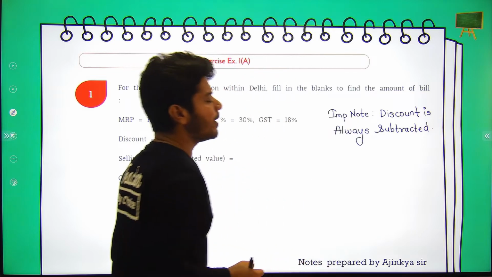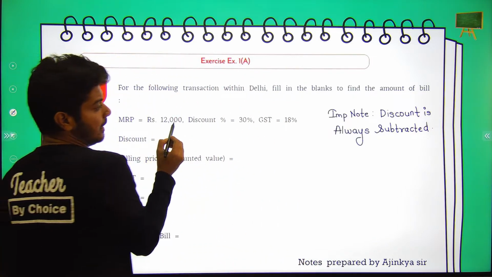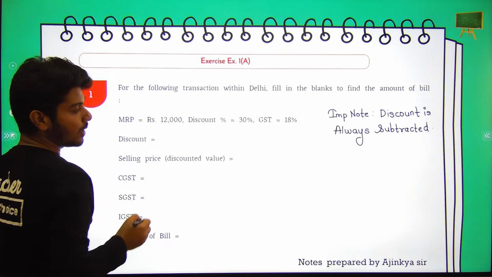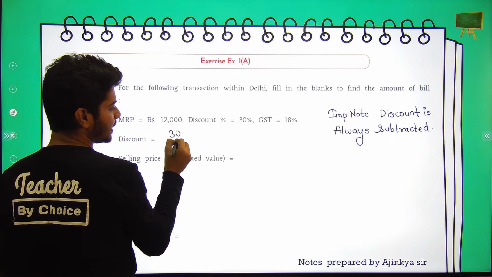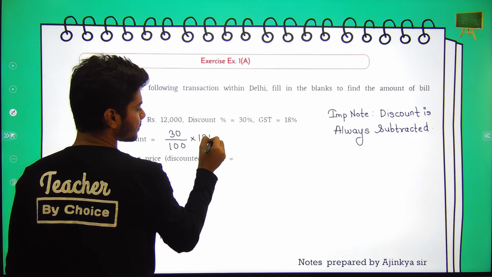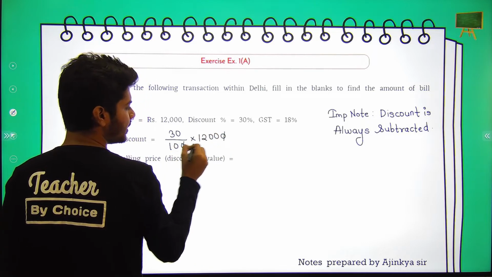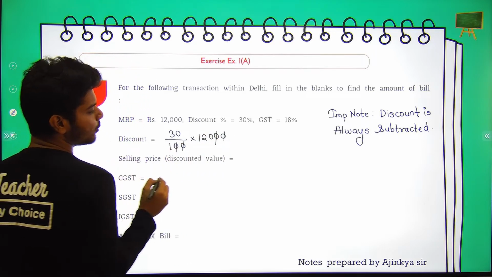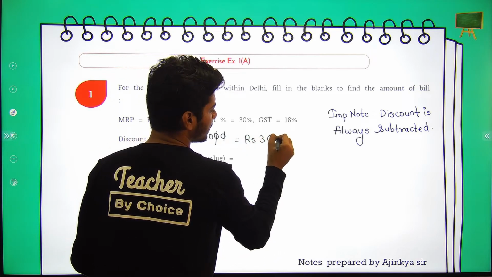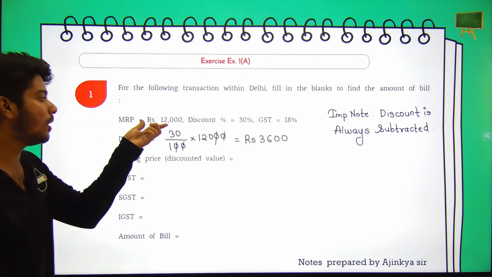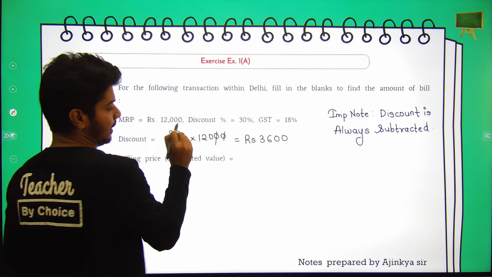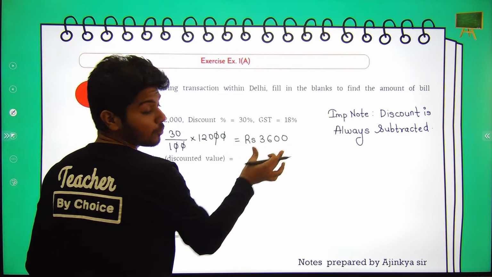Now we will calculate 30% of 12,000, the discount amount. 30% means 30 upon 100 into 12,000. Zeros cancel. Then 12 threes are 36, so 3,600. So on 12,000, the discount offered is 3,600 rupees.